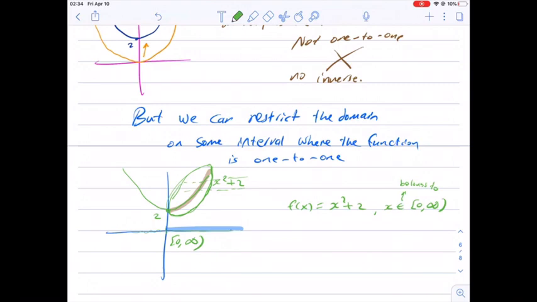Okay, so after restricting the domain, we can find the inverse. So we apply the same steps. So first, y equals x squared plus 2. We write it as an equation.